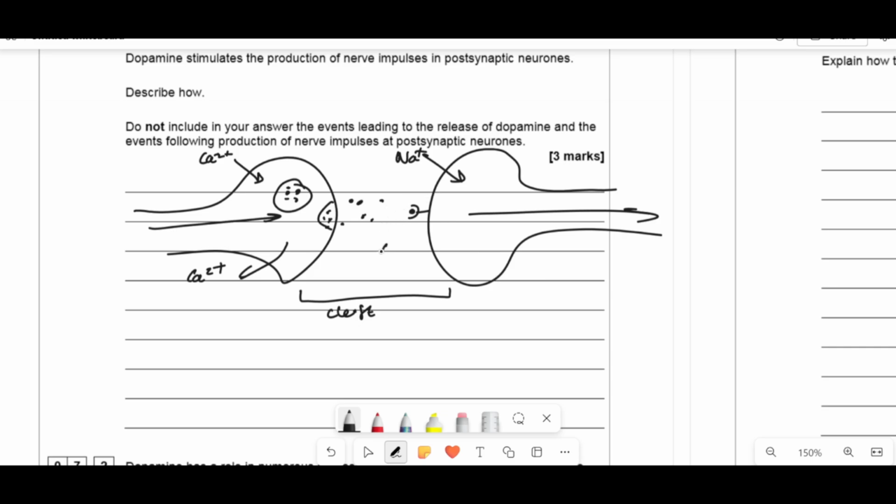Once the acetylcholine is done and dusted with its business, it's then broken down by acetylcholinesterase, and then its products are reabsorbed in the presynaptic neuron so it can be remade.